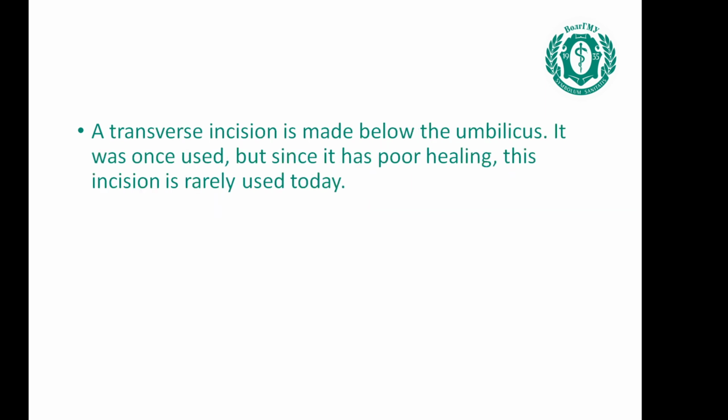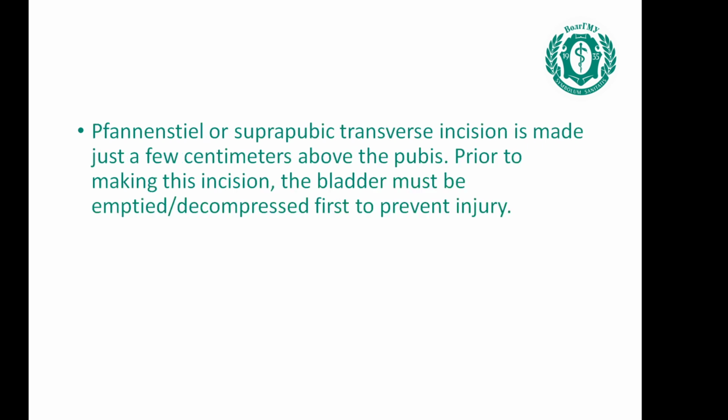A transverse incision is made below the umbilicus. It was once used, but since it has poor healing, this incision is rarely used today. Pfannenstiel or suprapubic transverse incision is made just a few centimeters above the pubis. Prior to making this incision, the bladder must be emptied, decompressed, first to prevent injury.